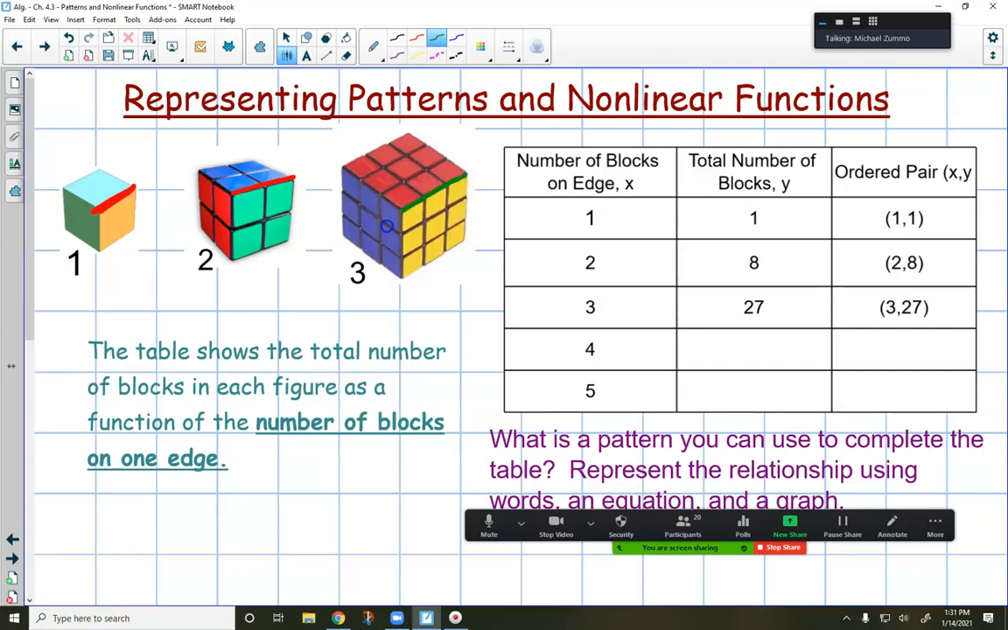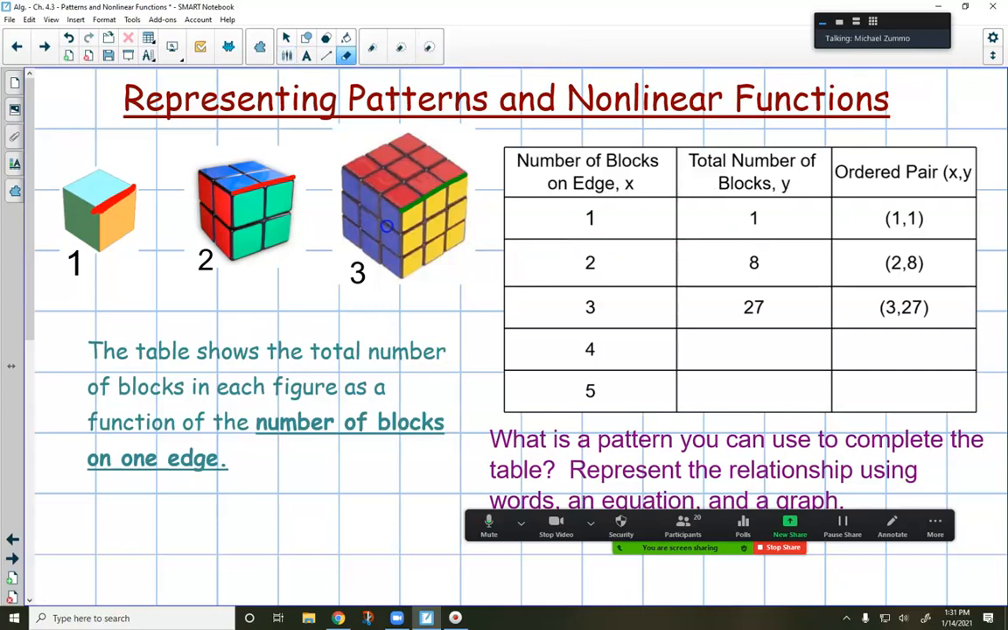Alright, so 3 on an edge, right? So again, the table shows the total number of blocks in each figure as a function of the number of blocks on one edge. So the first one, the number of blocks on one edge, 1. The total number of blocks was 1. We have the ordered pair of 1, 1.